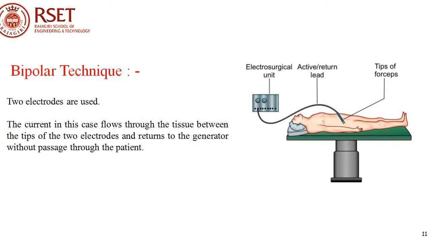In bipolar technique, two electrodes are used. The current in this case flows through the tissue between the tips of the two electrodes, that is the forceps, and returns to the generator without passing through the patient. The bipolar surgery is not only safer than monopolar but is also more precise, since the current only flows locally at the specific site where it is actually required for heat generation.